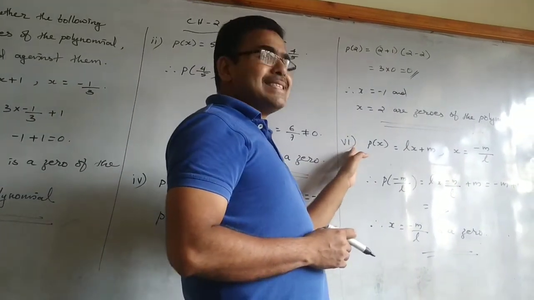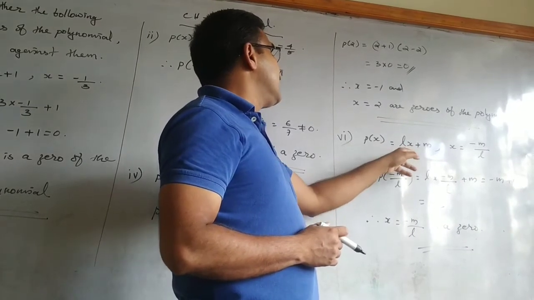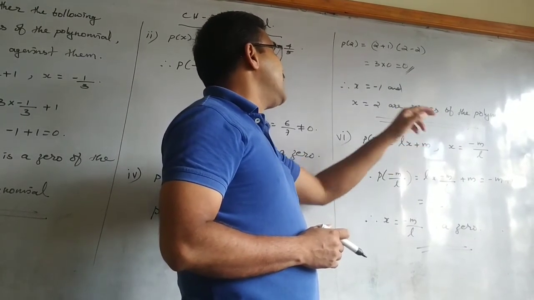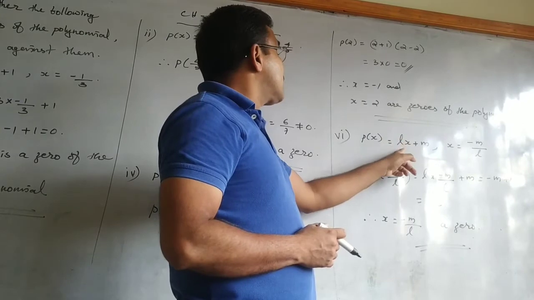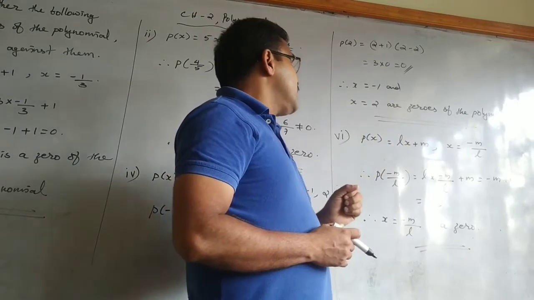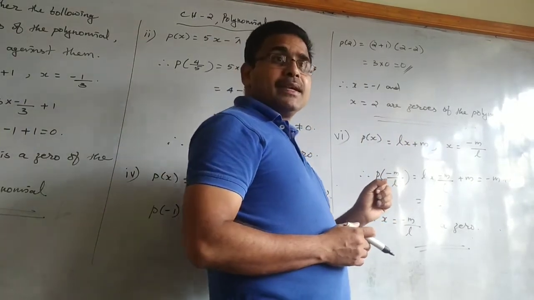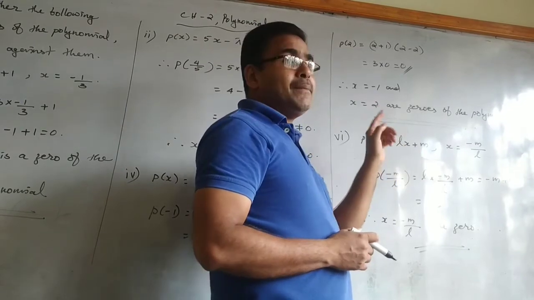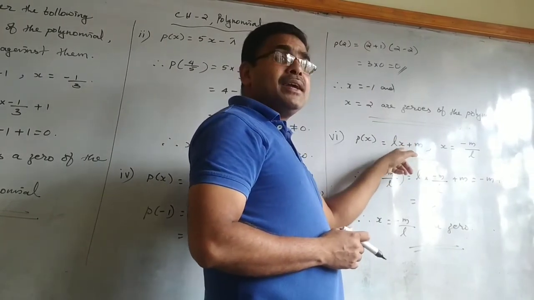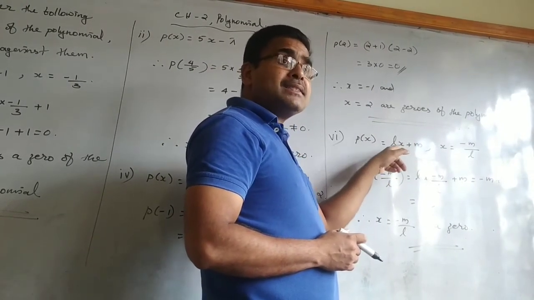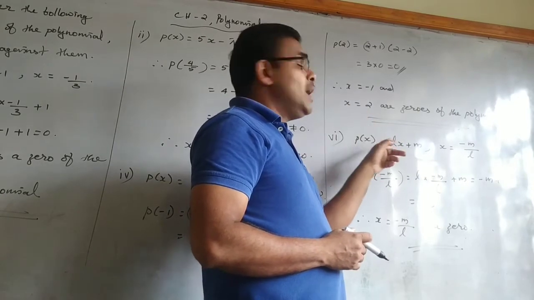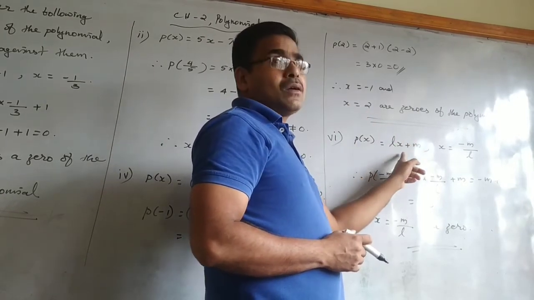Coming to question number 6, listen. P of x is given as Lx plus m. Here actually 3 alphabets are given, such as L, x and m. But x is the one we have to consider as our variable. L and m are coefficients.